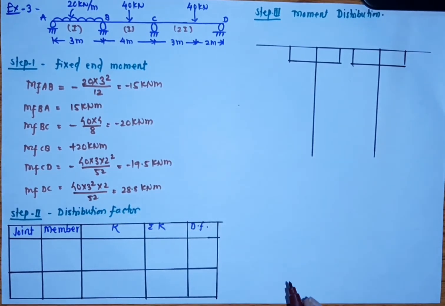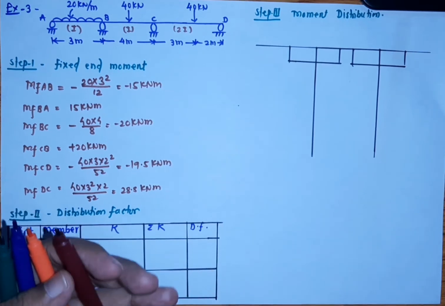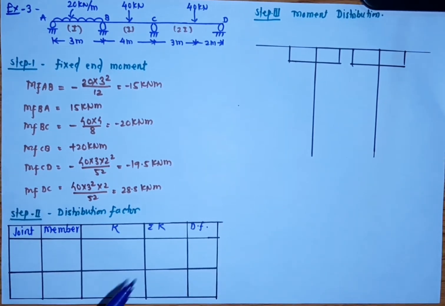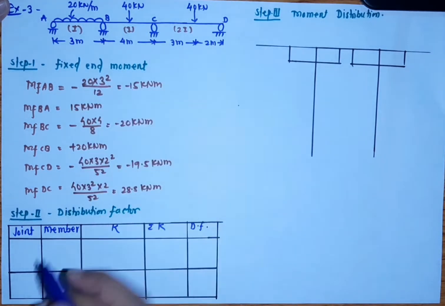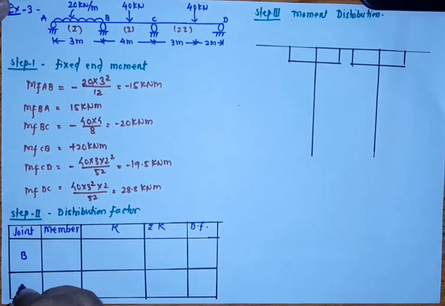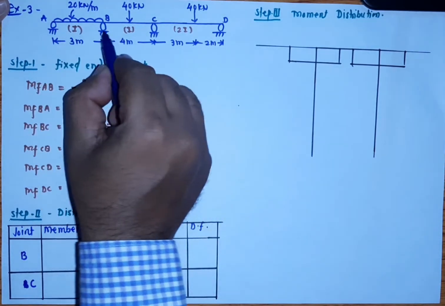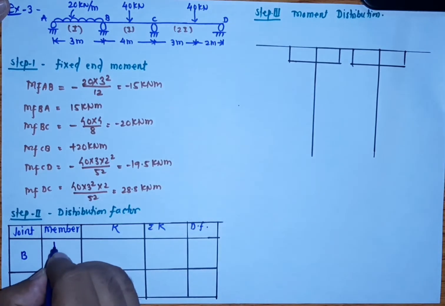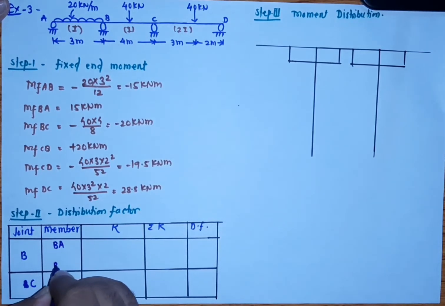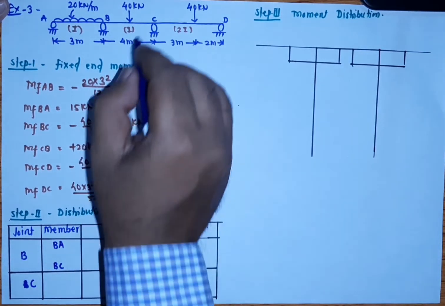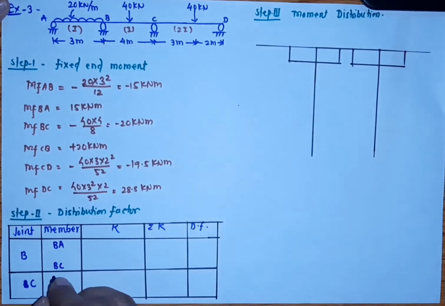After these fixed end moments, we need to calculate a distribution factor. When we see this beam, there are two joints, B and C. So let us write down these two joints, B, C. Our B connects two members, BA and BC. That's why these members are BA, BC. Our C connects CB and CD. So it will be CB and CD.